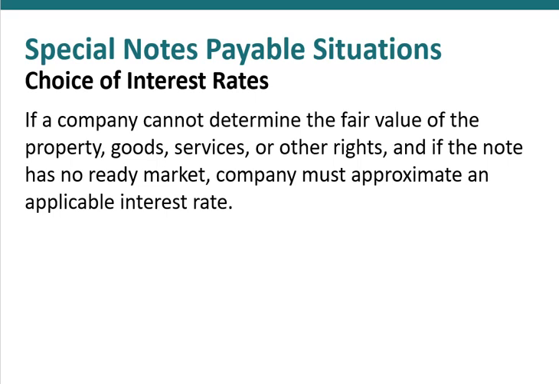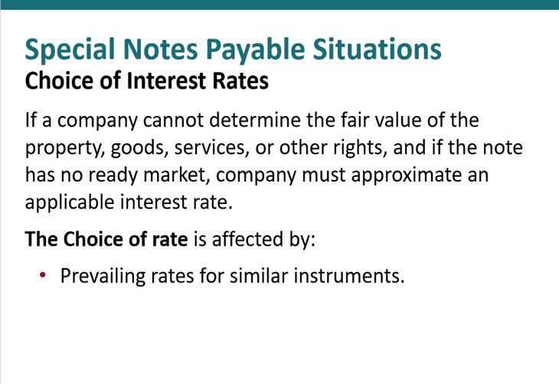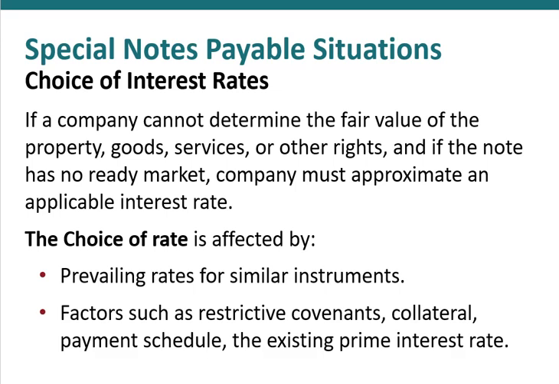So again, we try to look to the fair value of the underlying goods exchanged or the note exchanged, if possible. And if we can't determine those fair values, we're going to try to look to the prevailing interest rates for similar types of notes that the company might have issued or other companies with similar credit ratings might have issued. And we'll also want to consider factors such as restrictive covenants or collateral that might underlie that note, the note's payment schedule, and the current prime interest rate. So there's lots of things we would have to look at to try to impute or approximate an interest rate on that note. Let's go ahead and take a look at some examples.